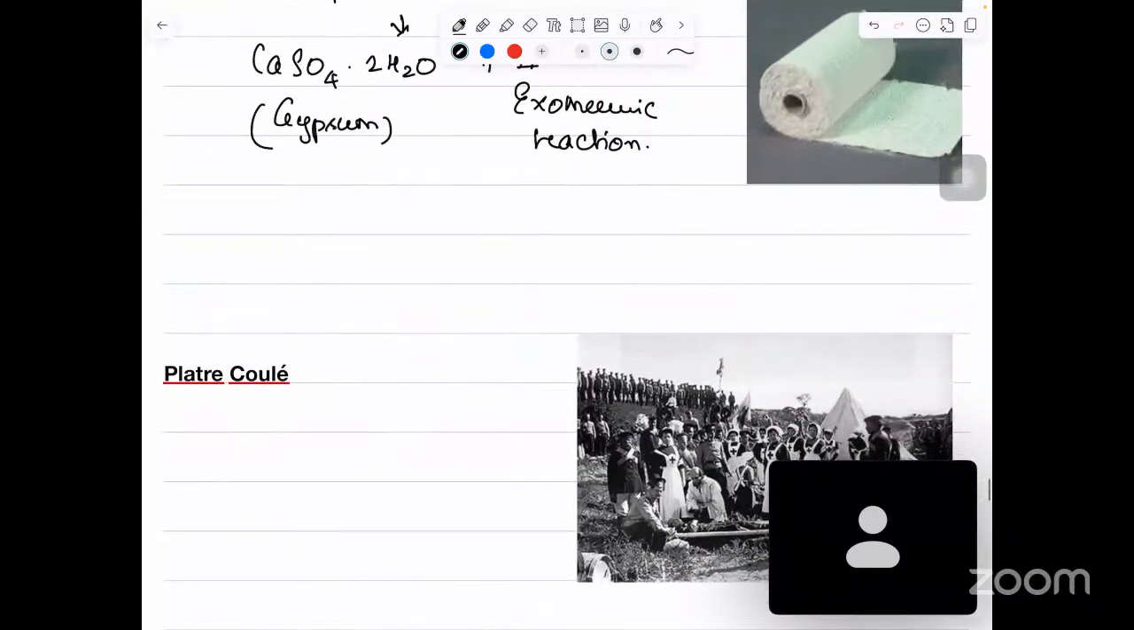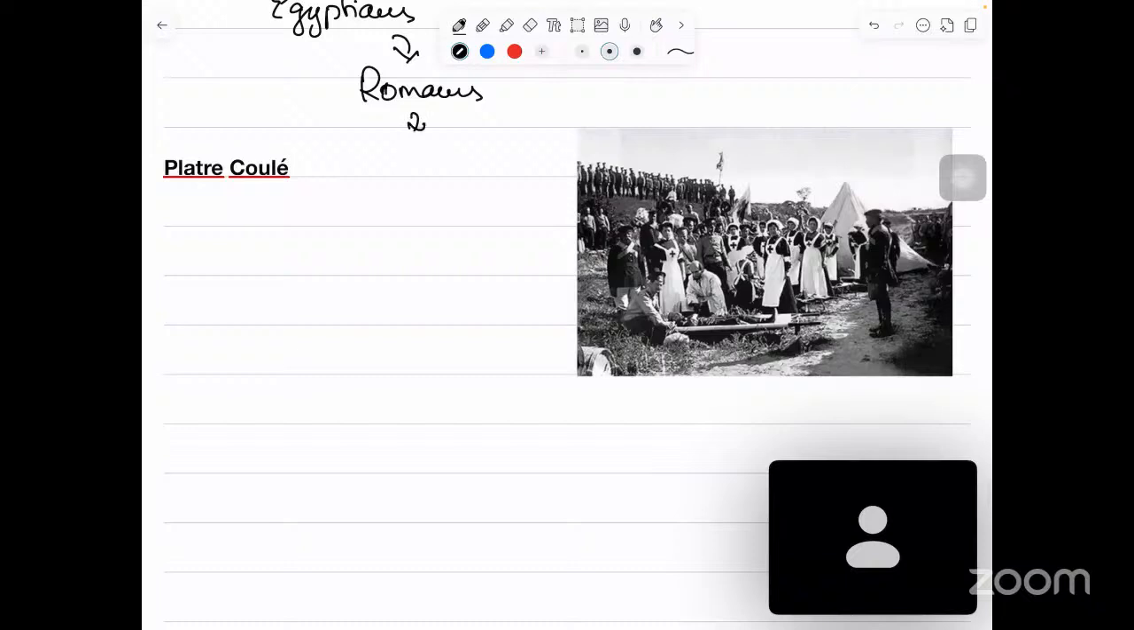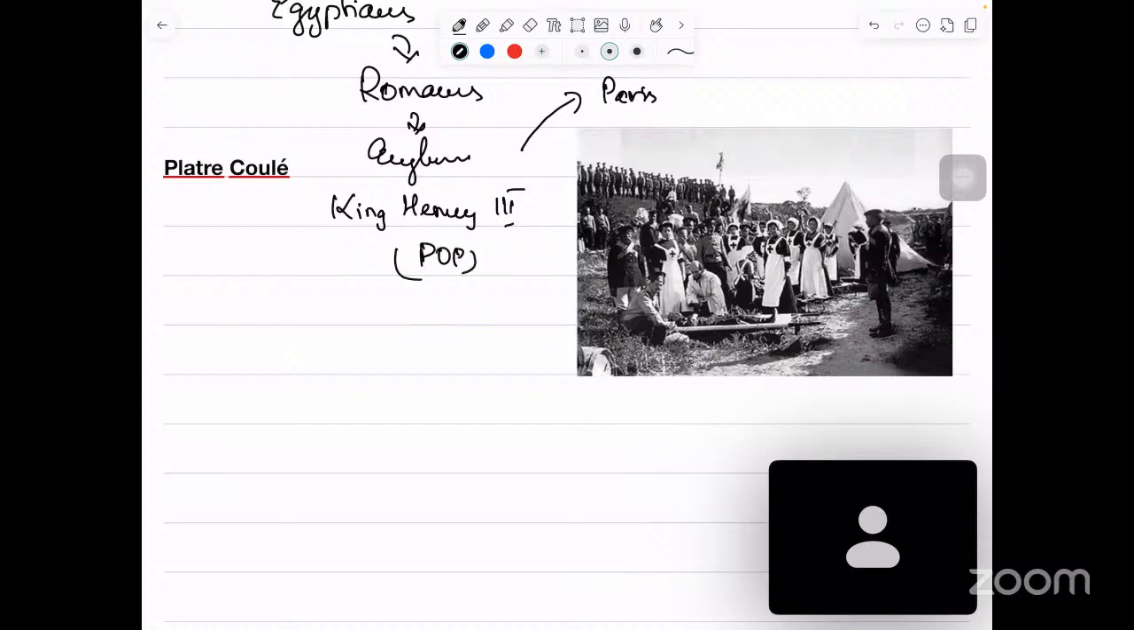Okay, who first discovered it? The history dates back to Egyptians. After that, Romans. After this, English people, exactly King Henry the III. He went to Paris. Okay, he saw these buildings which were plastered with plaster of Paris, and he was so impressed that he took this and named it plaster of Paris. Okay, how did this thing come into use?